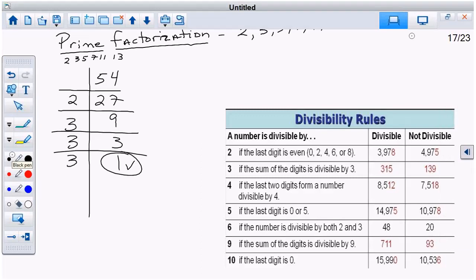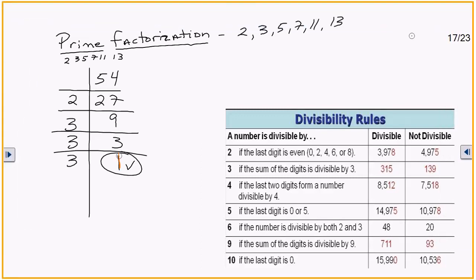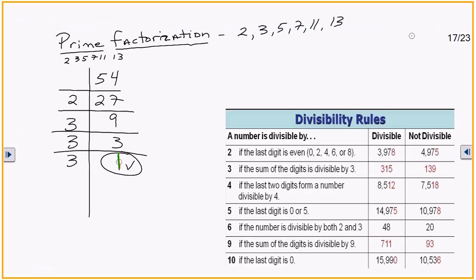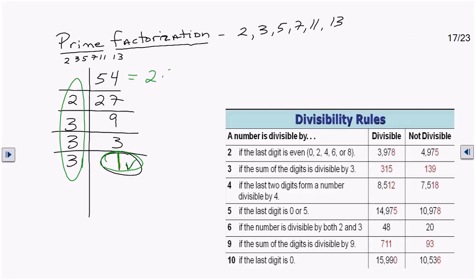Let me make that a green 1, because that is what you want. When you get a 1 down there, that means you have just factored your number by prime numbers. And your prime factorization is 2 times 3 times 3 times 3, or 2 times 3 to the 3rd power.